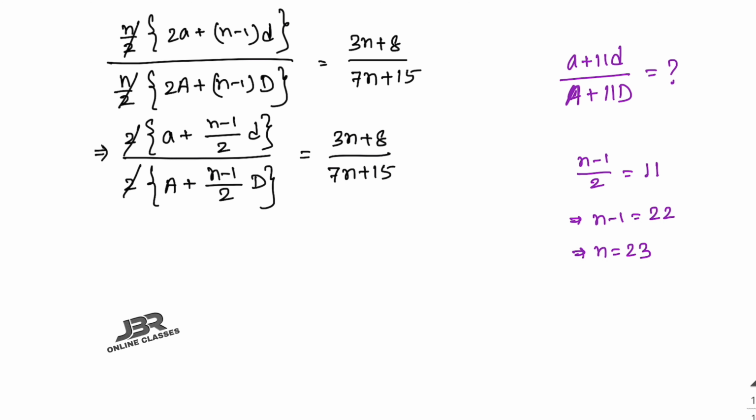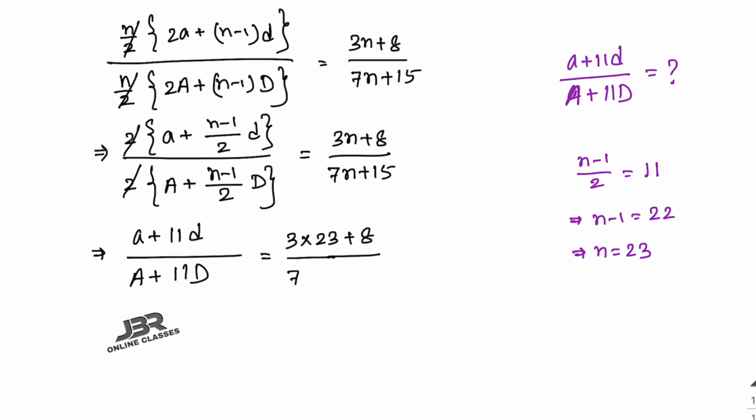So just put the value of 23 here. If n equals 23, that gives A plus 11D, and as n equals 23, 3 into 23 plus 8 divided by 7 into 23 plus 15 equals 77 by 176, and your final answer is 7 by 16.